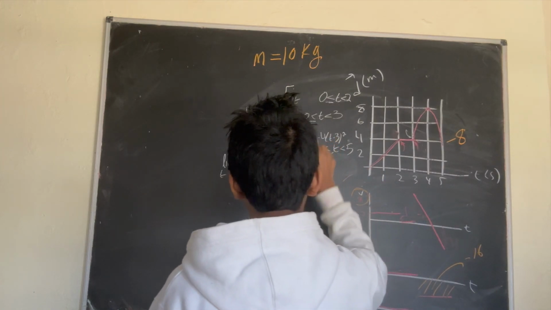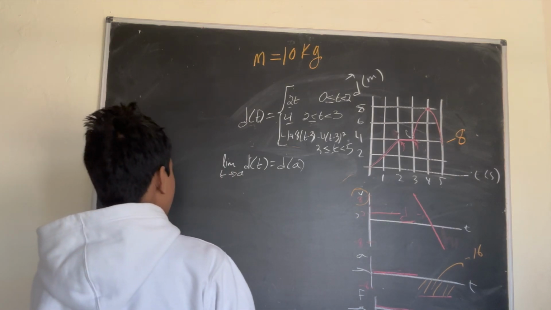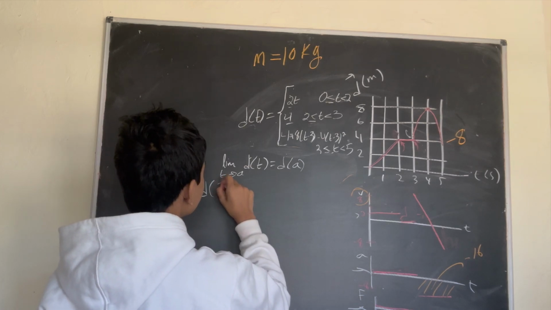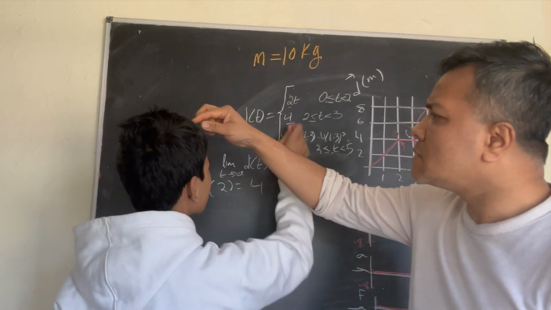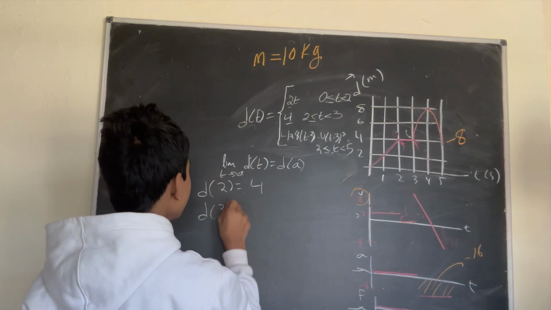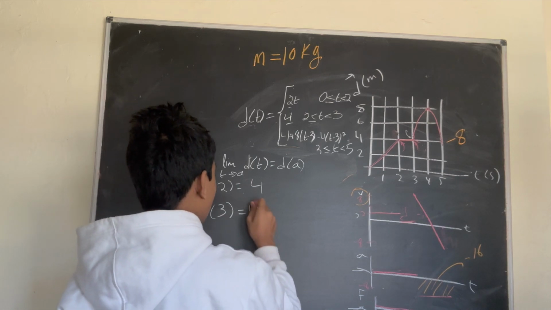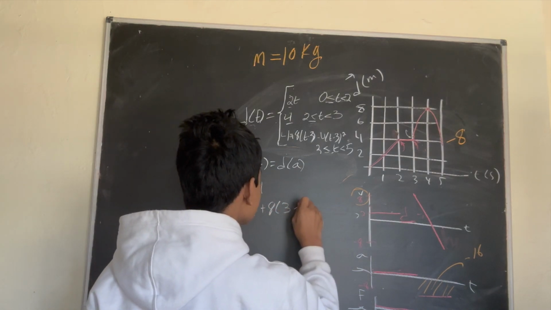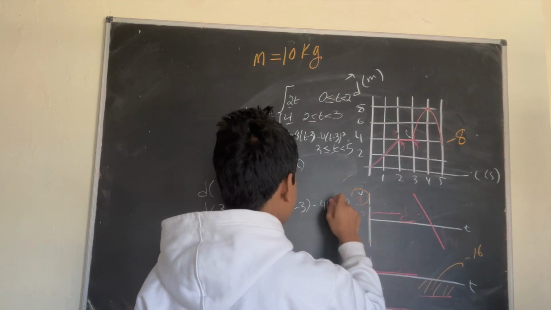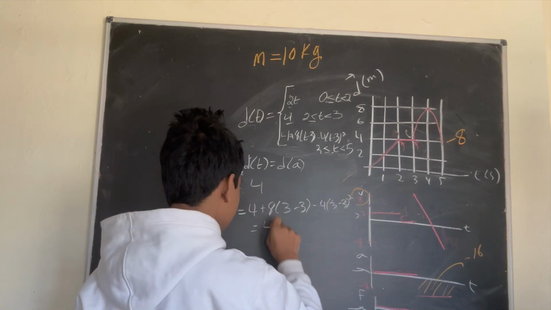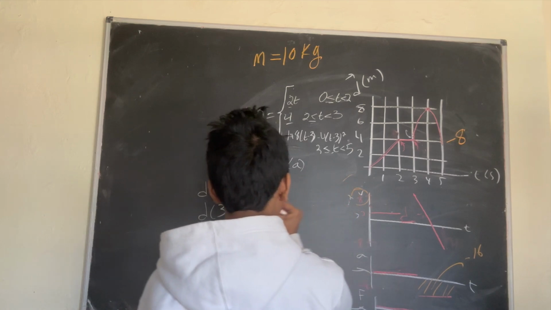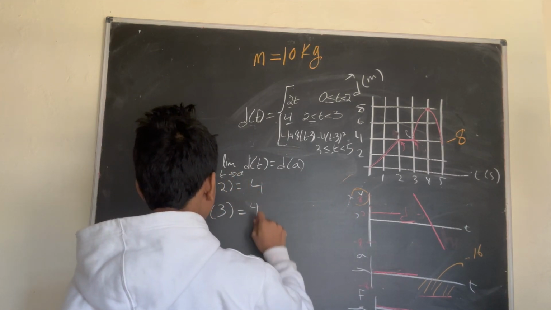Now, because of the equivalent signs right over here, we know that d of 2 is defined as 4, just plugging in t equals 2 to here, and we know that d of 3 is defined as 4 plus 8 times (3 minus 3) minus 4 times (t minus 3 minus 3) squared, which is also equal to 4, actually. So d of 3 is defined as 4 and d of 2 is defined as 4.